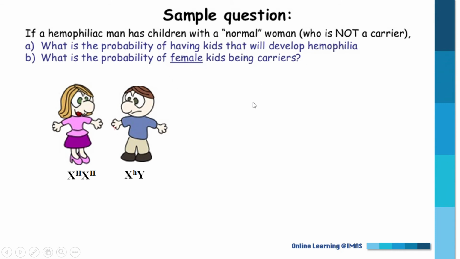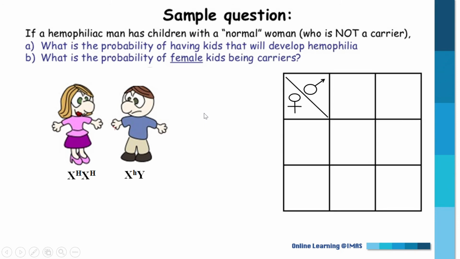To answer these two questions, it's very simple. You need to do a Punnett square. So this is the gametes of the father. This is the gametes of the mother. So here you can have X normal H, here small h, which means this one will be a carrier, and here another one will be a carrier, meaning these two girls receive the mutated X from their father. And the boys inherit the Y from the father, and they will inherit the X from their mother. So the boys here will not have hemophilia.